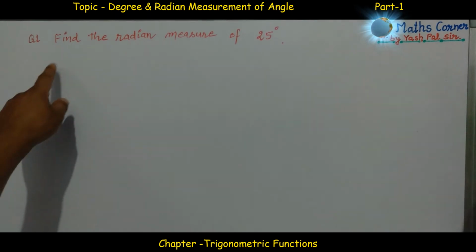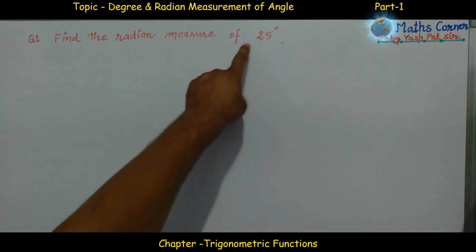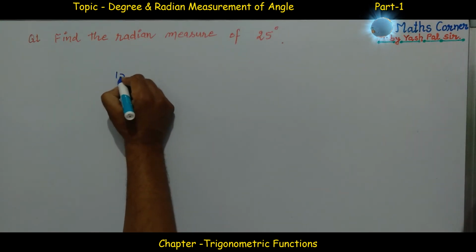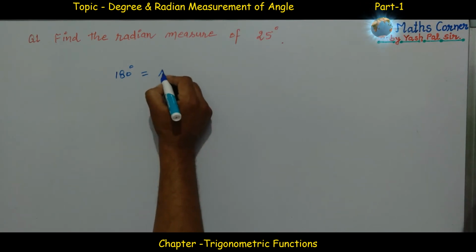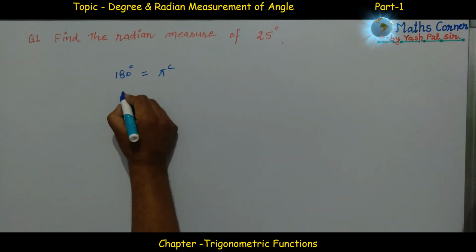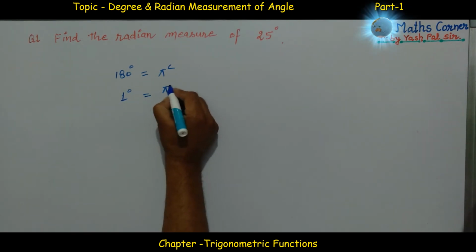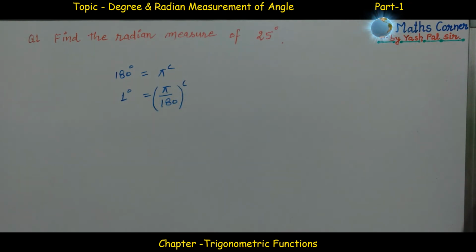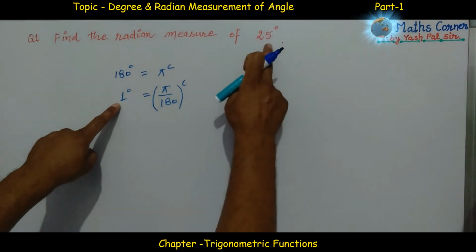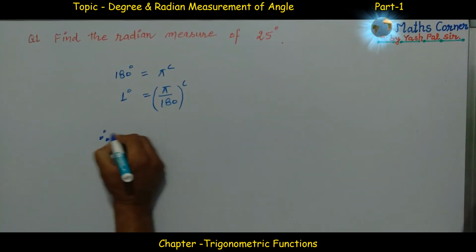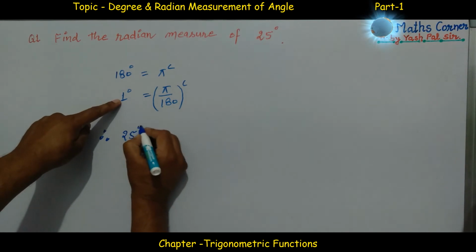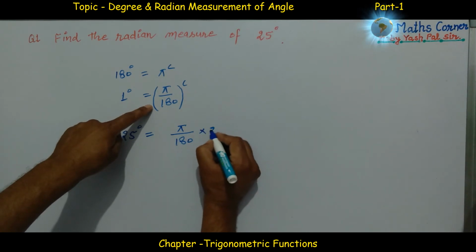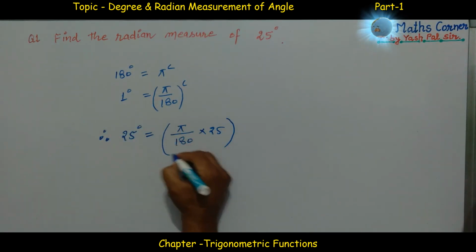The very first question: find the radian measure of 25 degrees. We start here. We know that 180 degrees is equal to pi radian. So 1 degree is equal to pi divided by 180 radian. Now multiplying both sides by 25 degrees, 1 into 25 becomes 25 degrees is equal to pi upon 180 into 25 radian.